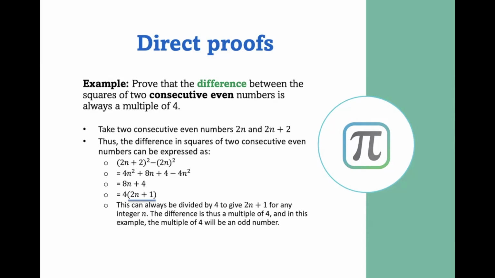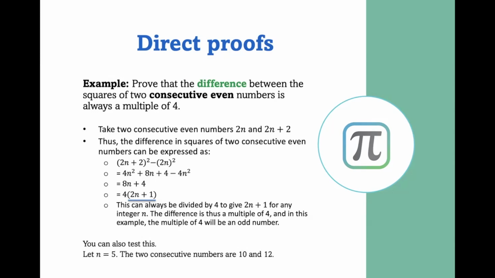Thus, the resulting number can always be divided by 4 to give 2n plus 1 for any integer n. Therefore, we have proved that the difference between the squares of two consecutive even numbers is always a multiple of 4. And actually, in this example, the multiple of 4 will be an odd number because we have 2n plus 1 inside the brackets. One of the nice things about a number of proofs is you can actually test the proof. So let's do this here.